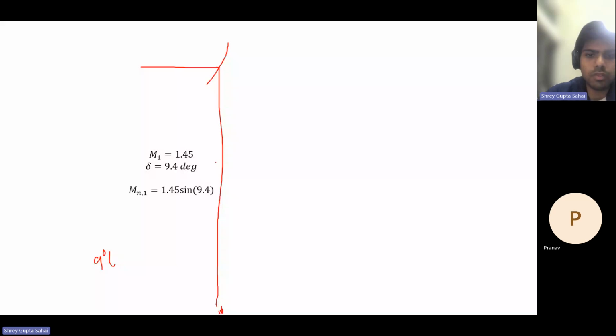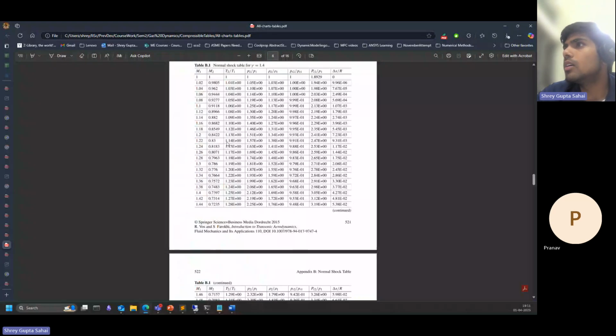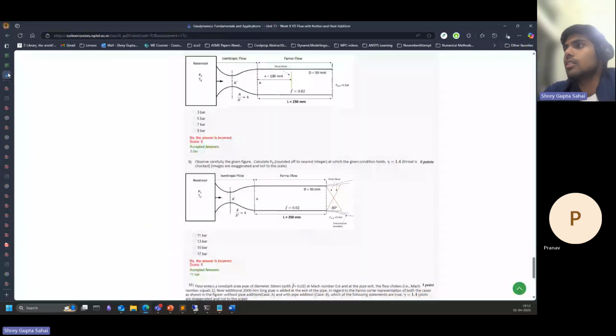So now you find P total 1 divided by P total 2 in the table. Let's open the table back. So 1.03 is this, P total 2 by P total 1. It's close to 1 only. So this outlet pressure is close to 1 bar.